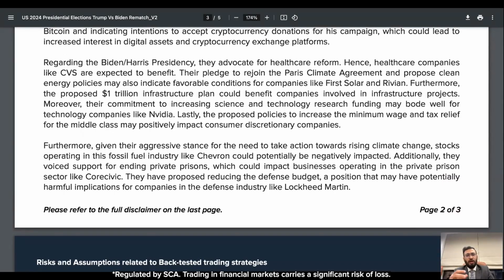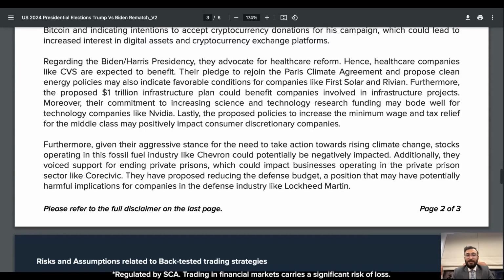Now, when it comes to Kamala Harris's candidature, they have focused more on healthcare reforms. So companies like CVS are expected to benefit. They have pledged to rejoin the Paris Climate Agreement, so they propose clean energy policies. So First Solar, Rivian Automobile, these kind of companies are expected to get more weightage. A $1 trillion infrastructure plan could benefit companies involved in infrastructure products. There is more commitment to increasing science and tech research, so companies like Nvidia might do better.